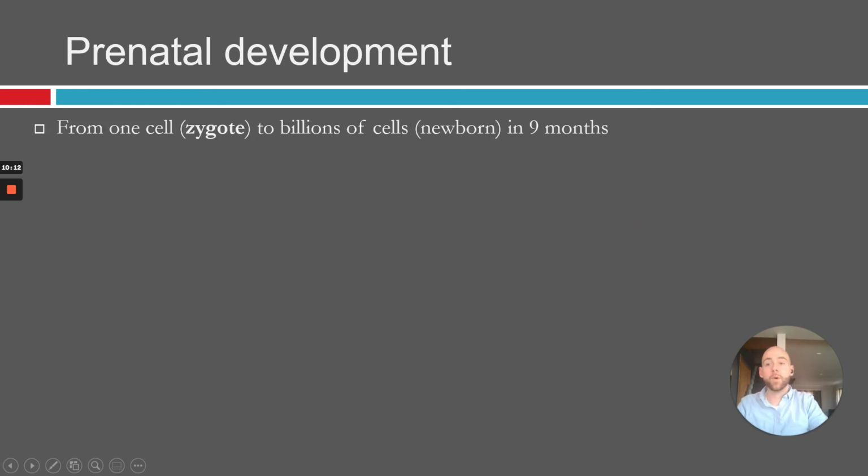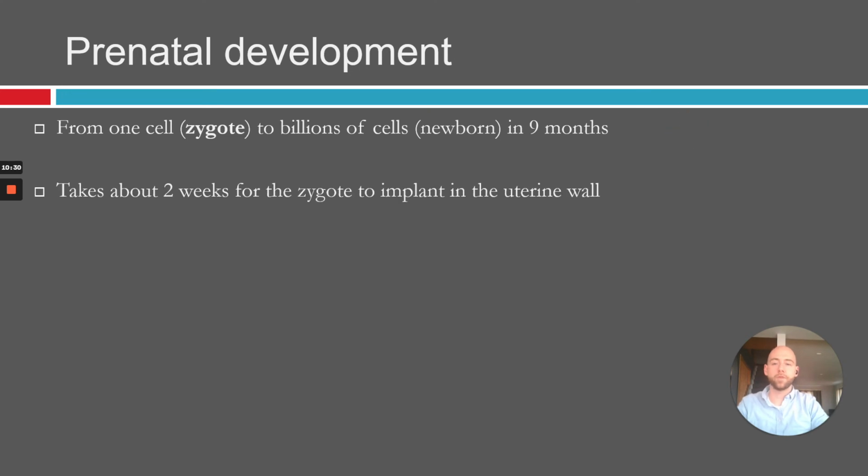So people obviously start out when a sperm cell fertilizes an egg cell. They become a single cell called the zygote. And within 9 months, that single cell has multiplied into literally billions of cells that compose the entire newborn. After about 2 weeks of that first cell coming to exist, that cell implants in the uterine wall. It starts to form the different support systems around it that are going to keep it developing over the course of the pregnancy.